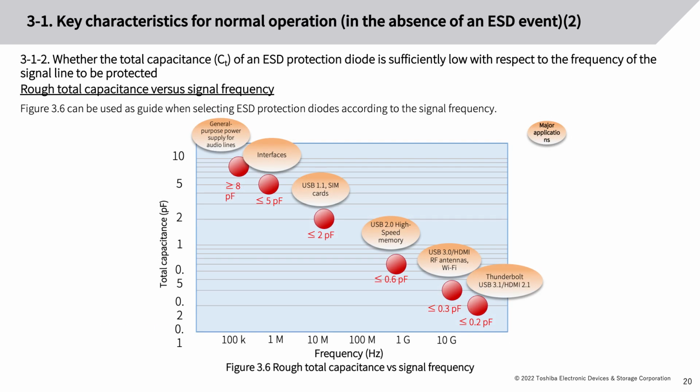Rough total capacitance versus signal frequency. Figure 3.6 can be used as a guide when selecting ESD protection diodes according to the signal frequency.